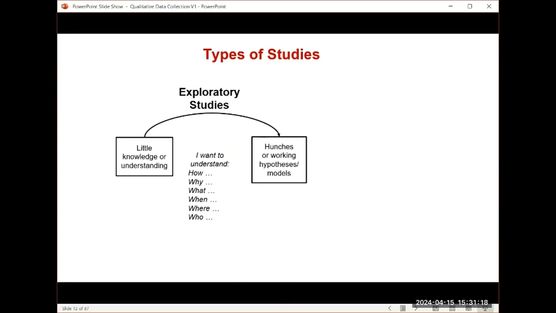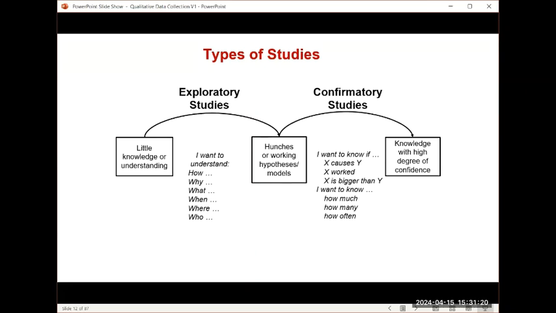Now, the opposite is confirmatory. If you're doing confirmatory research, you're essentially saying, I want to know if X causes Y, or X worked, or X is bigger than Y, or I want to know how much, how many, how often. I want one answer. It's either yes or no, which is the top one. You're testing a hypothesis. You're going to answer yes or no, or I need to know a very specific number with an error bar around it. That's the how much, how many, how often.